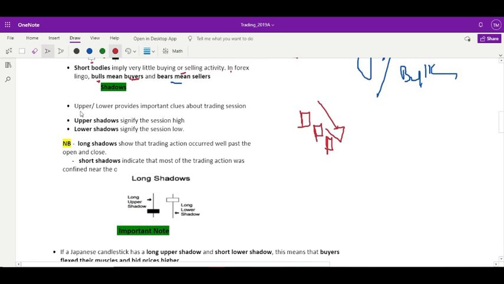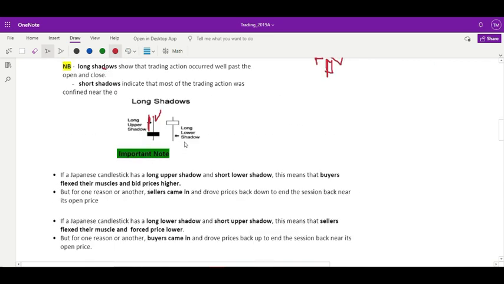So shadows, these are the upper and lower shadows, as I explained. They give us a certain clue about the trading session, to say what was the highest price reached and what was the lowest price reached, right? A long shadow, like you can see here, shows that the trading occurred well past the opening. Most of the trading session was done outside the opening and closing prices.